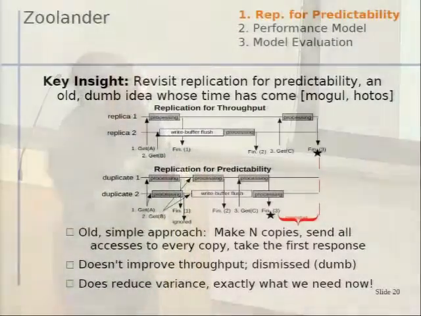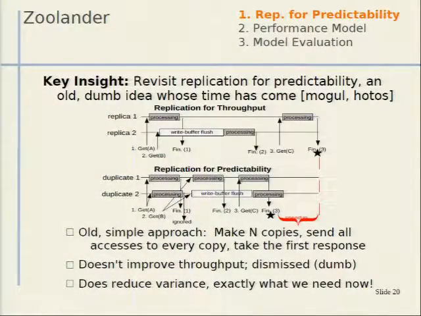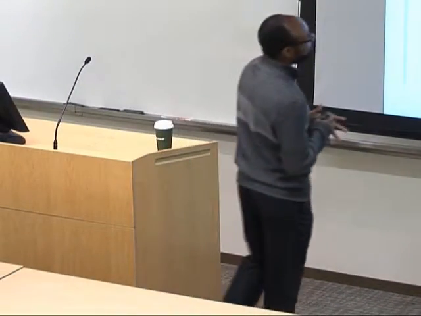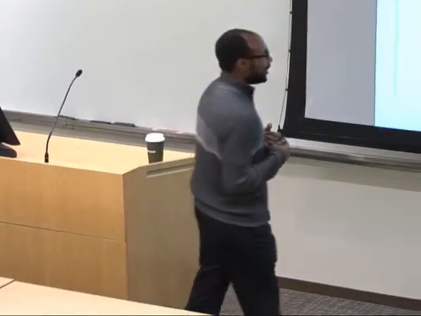Okay. So here's the key insight behind Zoolander. I really like this work. The key insight is we want to revisit this very old technique called replication for predictability, which I think falls in line with this old paper by Jeff Mogul called An Old Dumb Idea Whose Time Has Come, right? The basic idea behind replication for predictability is you make n copies of your data, but instead of sending each request to one of n, you send all requests to all n, and you take the fastest response back, right?